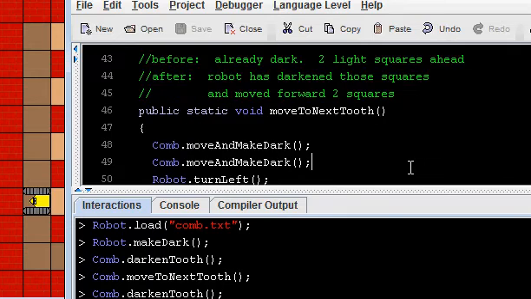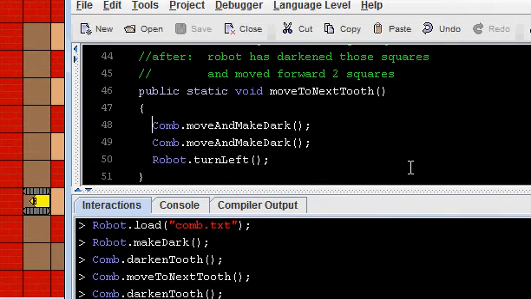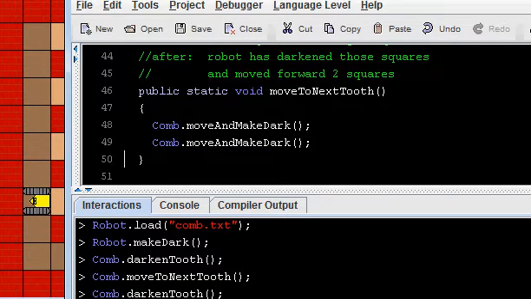Oh, there we go, move to next tooth. And sure enough, for no good reason, we're moving and make dark, move and make dark, and for some crazy reason, we're turning left at the end of that. We suspect that that's probably broken. So we'll compile.